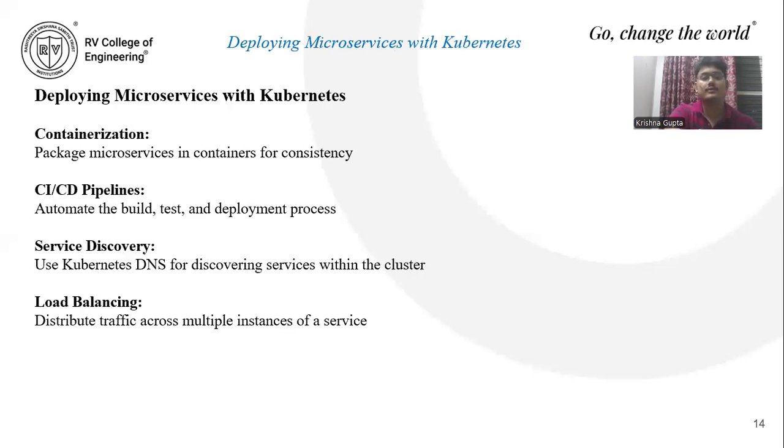Now deploying microservices with Kubernetes. This is the main important part of Kubernetes. So there are four steps in there. First is containerization. What we are doing, we are putting our microservices in particular containers for consistency.